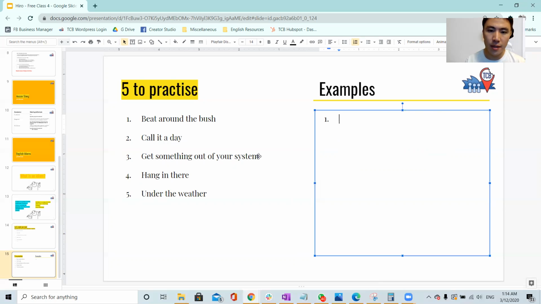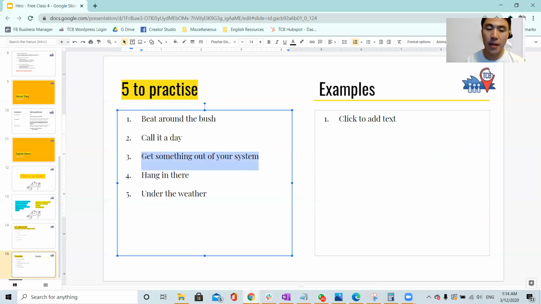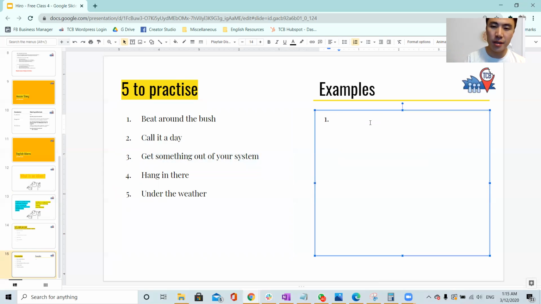Third one, get something out of your system. This means to get rid of something that has been uncomfortable for you, that has been bothering you. Usually people use this phrase when they finally are able to tell something to someone, and that something has been bothering them for a while. By telling that person, they get the issue or the problem out of their system. So here's an example.